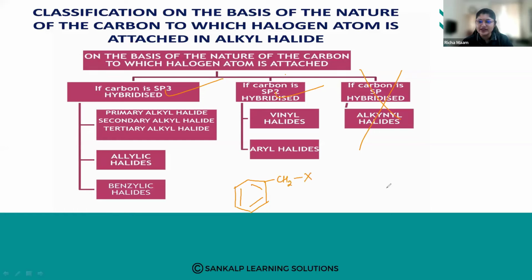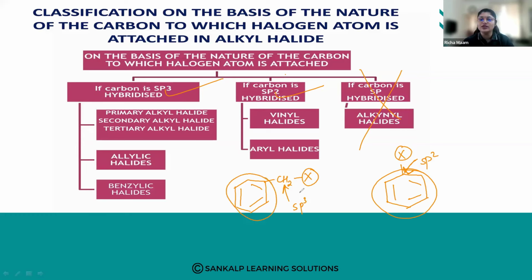Now see what is the difference between aryl halides and benzylic halides. In aryl halides, your halogen atom is attached directly to a sp2 hybridized carbon of an aromatic ring. In benzylic halides, the halogen atom is attached to a sp3 hybridized carbon next to an aromatic ring. So this is the difference. Understood? This is a benzylic halide and this is an aryl halide.